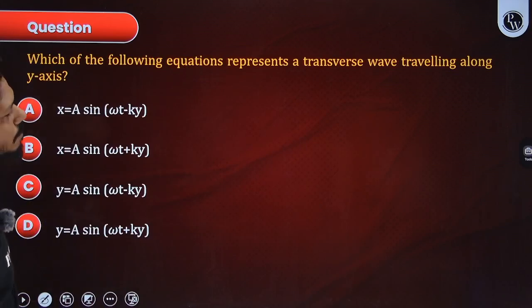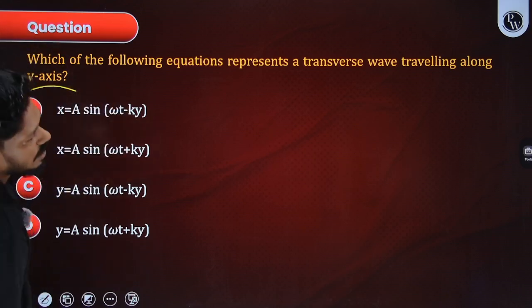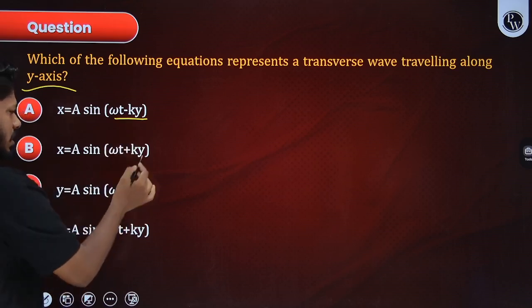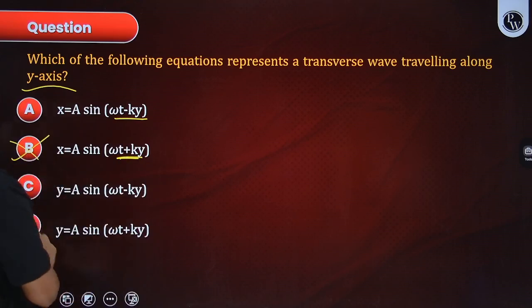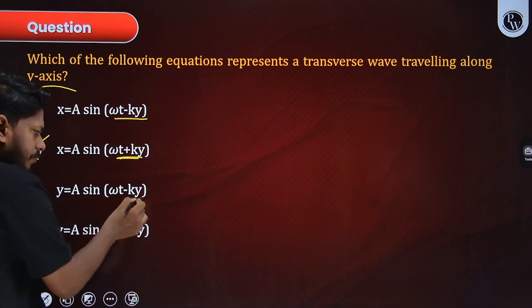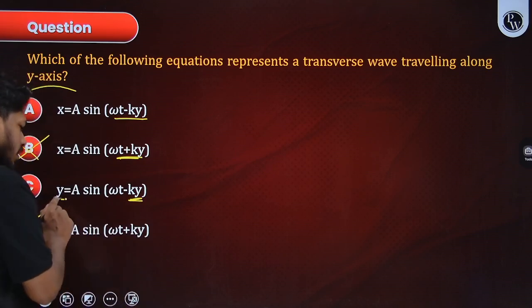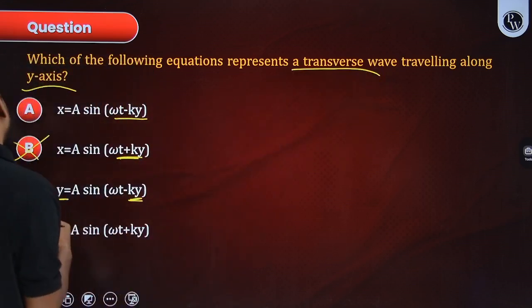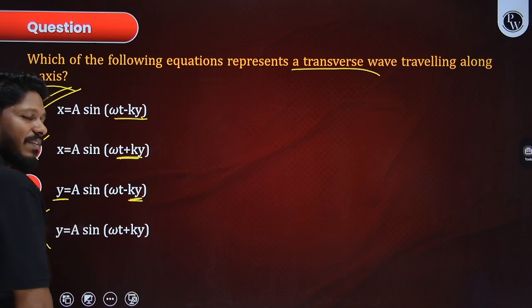Which of the following equations represents a transverse wave traveling along y-axis? The wave is traveling along y-axis. They haven't mentioned anything, so positive y-axis. See, as both terms are positive, it will become negative. What about this, sir? Wave is traveling along y-axis, then the particle should travel perpendicular, but the particle is also traveling in y-axis. So this is not an example of transverse wave. It becomes a longitudinal wave. So this is my correct answer. If the wave is traveling in y-axis, the particle should travel in x-axis or z-axis.